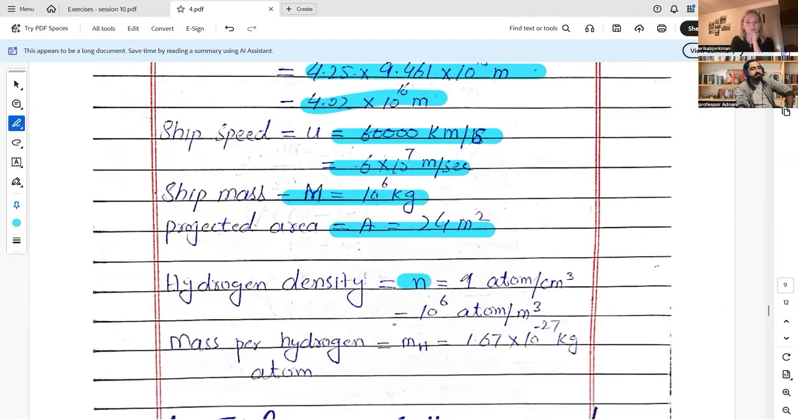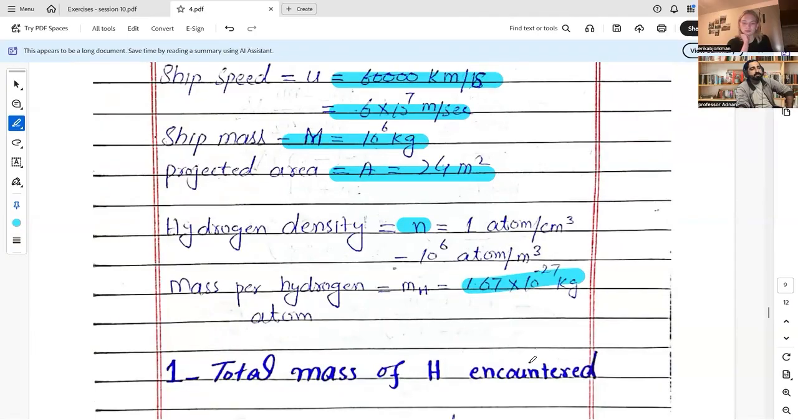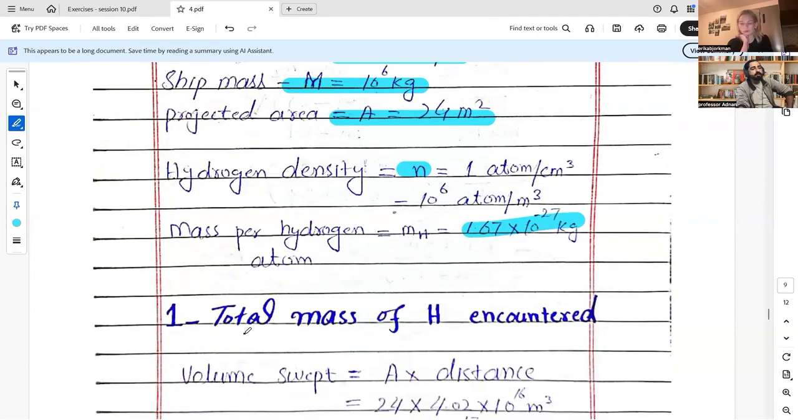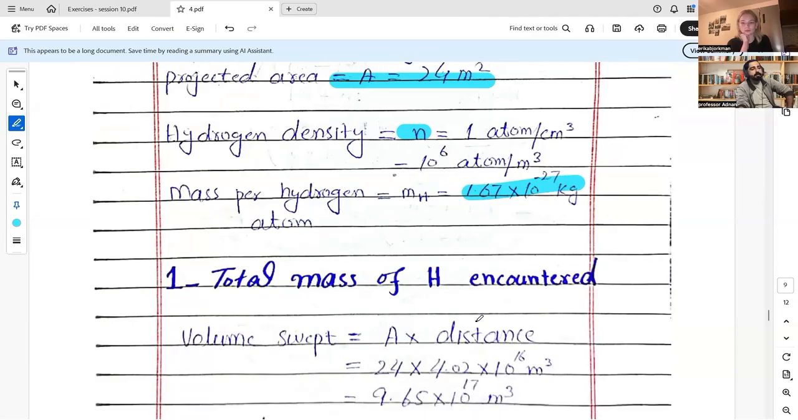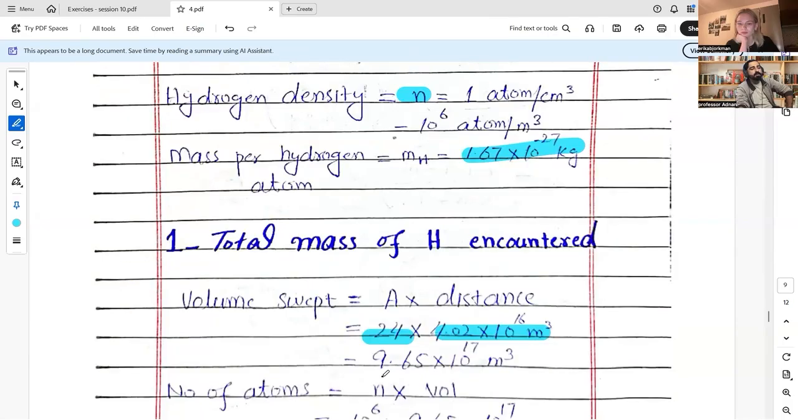Hydrogen density is given as 1 atom per cm cube, and we need to convert it from cm cube to meter cube. So 10^6 atoms per meter cube, and mass per hydrogen atom is 1.67 × 10^-27 kg. We have to calculate the total mass of the hydrogen encountered. First of all, we need to calculate the volume of the way in which these atoms are encountered. So it is equal to A × distance. Distance in light year is given, while area of the aircraft is 24. So it is a volume.